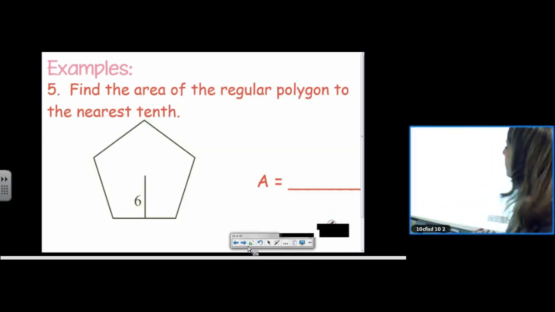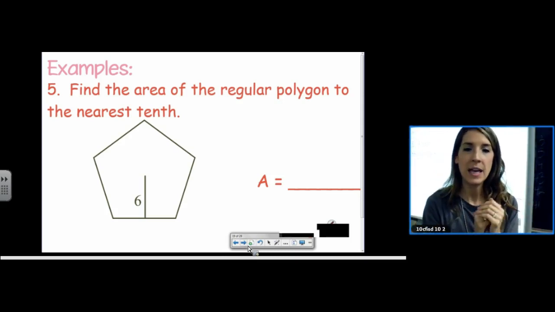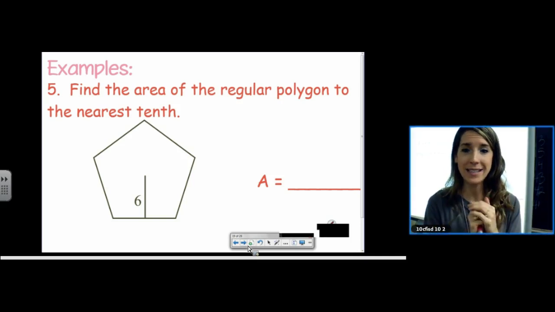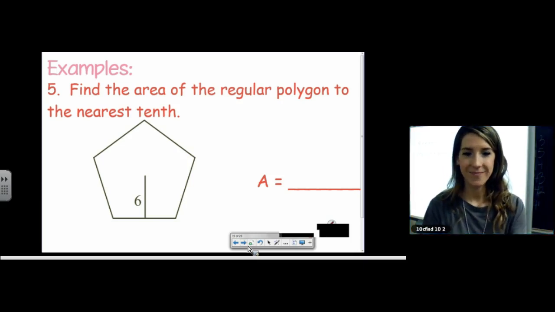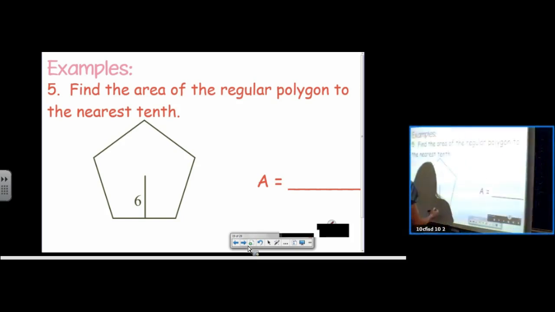All right, we're going to skip to number 5. We've done enough special cases. I know you can work with those special cases. Now I have to teach you how to work with one, for example, a pentagon, and this one is not a special case. What were we given? What does that 6 represent? The apothem. Very good. So we draw our cute little triangle that we always draw every time.